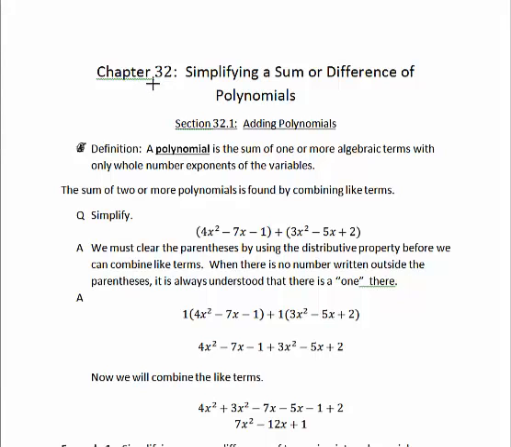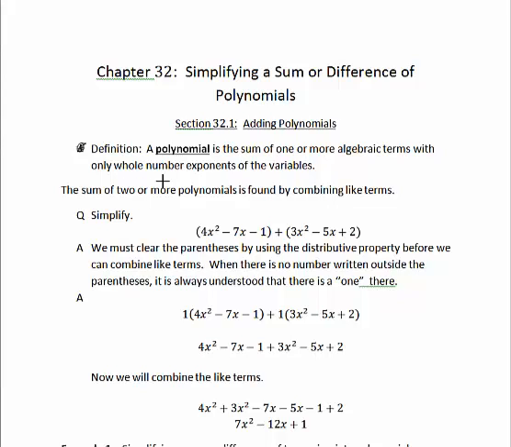Chapter 32 is titled Simplifying a Sum or Difference of Polynomials. Basically, what we're doing in this chapter is combining like terms.